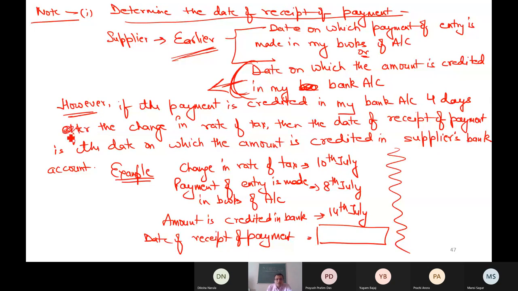So this word after is not after basically. You should write it as from. Okay, not after. Take it as from. If 4 days from the date, from the change in date of tax. So when it is written from, I never include that date.